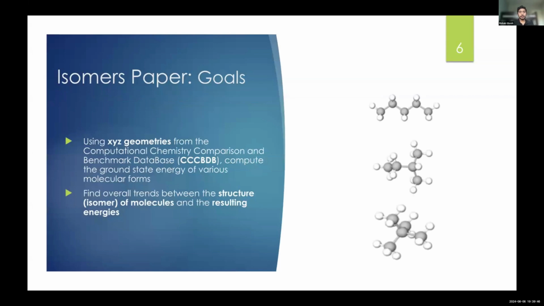Specifically, we have an isomers paper, and the paper's goals is to use XYZ geometries of the various isomers from the computational chemistry comparison and benchmark database to compute the ground state energies of various molecular forms, which are basically the isomers. And then overall, we want to find trends between the structure of molecules and the resulting energies that we calculate.